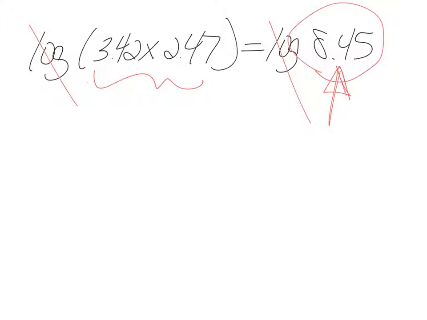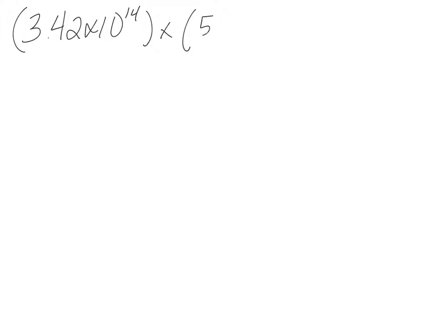And what's cool is I don't have to make any multiplication mistakes, so I didn't have to do it twice. Okay? Pretty awesome? All right. Let's do another one. What if we had to calculate 3.42 times 10 to the 14th times 5.76 times 10 to the 12th? Goodness, what do we do here, right?